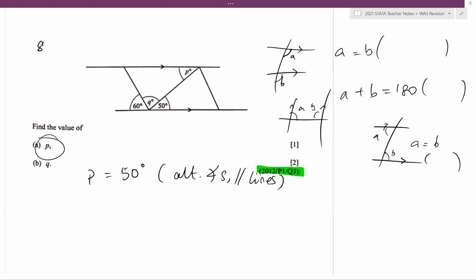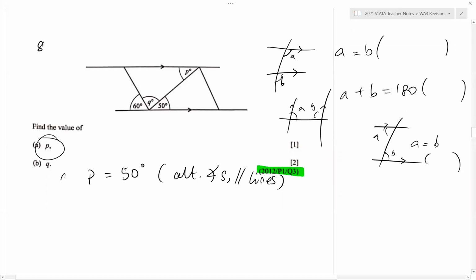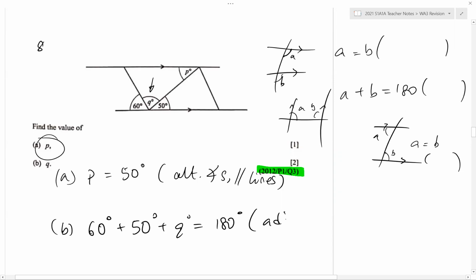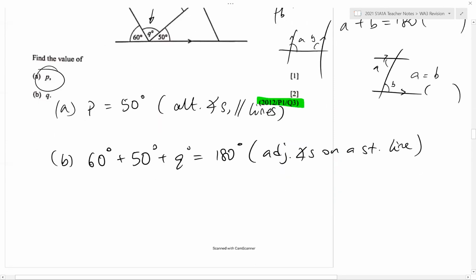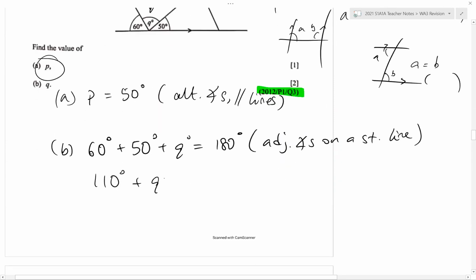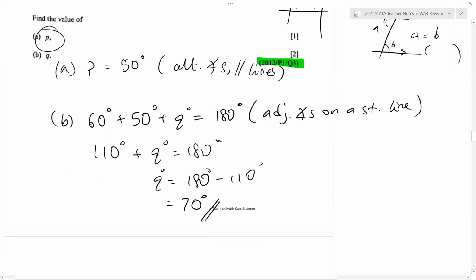Now, part B. Angle Q. Over here, again, our adjacent angles on a straight line is the same. It is tested for our N levels. 60 plus 50 plus Q equals 180 degrees. Reason: adjacent angles on a straight line. 110 plus Q equals 180. Q equals 180 minus 110, 70 degrees.